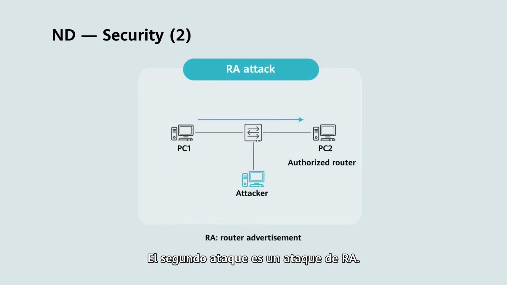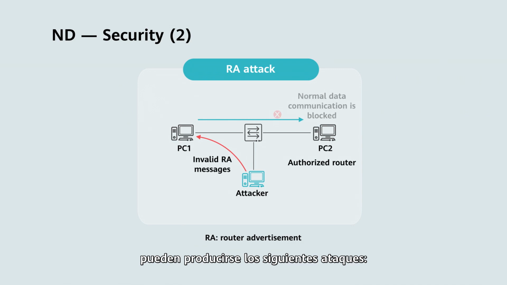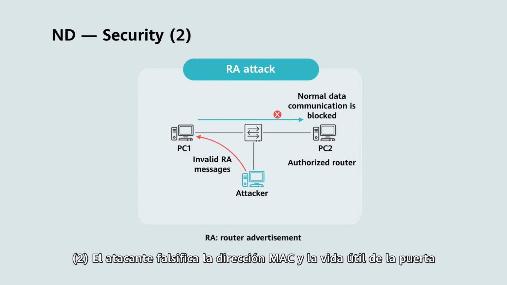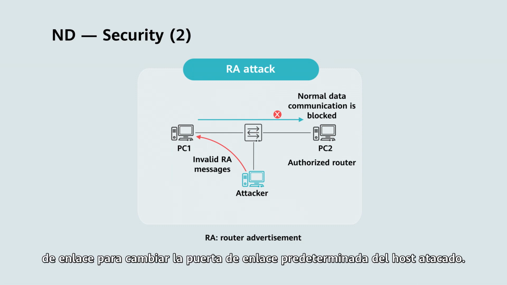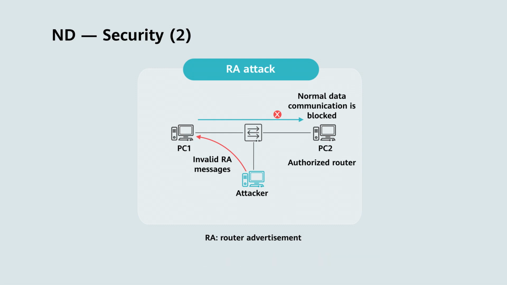The second attack is an RA attack. For example, if an attacker sends forged RA messages, the following attacks may occur. First, the attacker forges a non-existent prefix to modify the routing table of the attacked host. Second, the attacker forges the MAC address and the lifetime of the gateway to change the default gateway of the attacked host. Third, the attacker forges a DHCP server address and the M bit in an RA message so that the attacked host uses a forged IP address allocated by the bogus DHCP server.